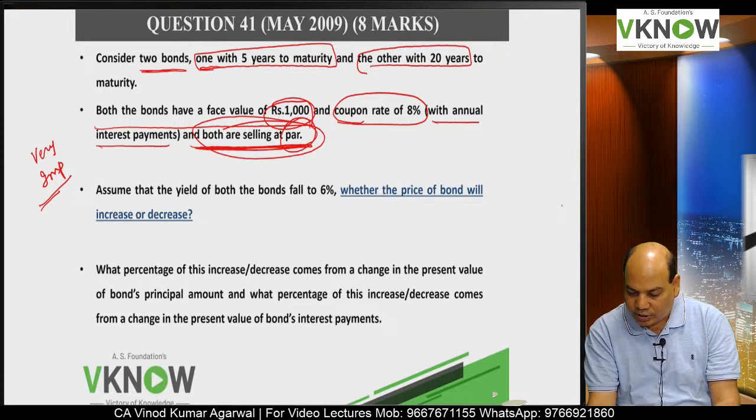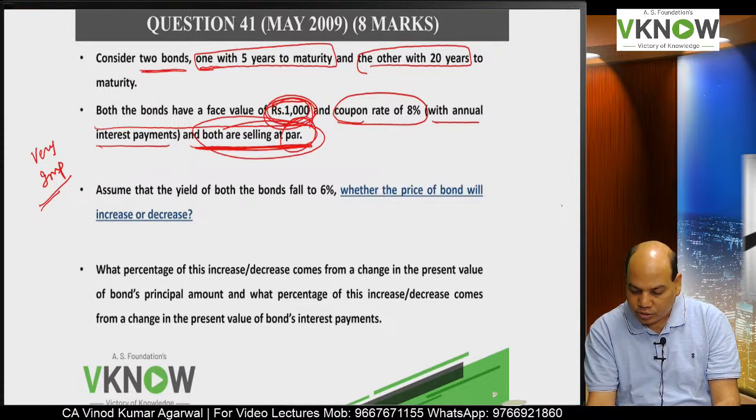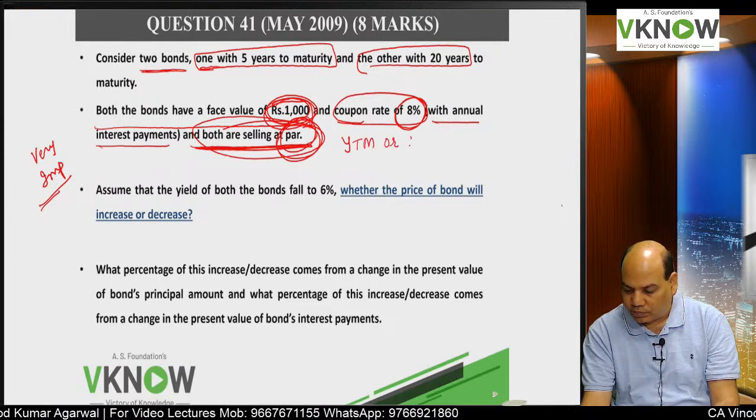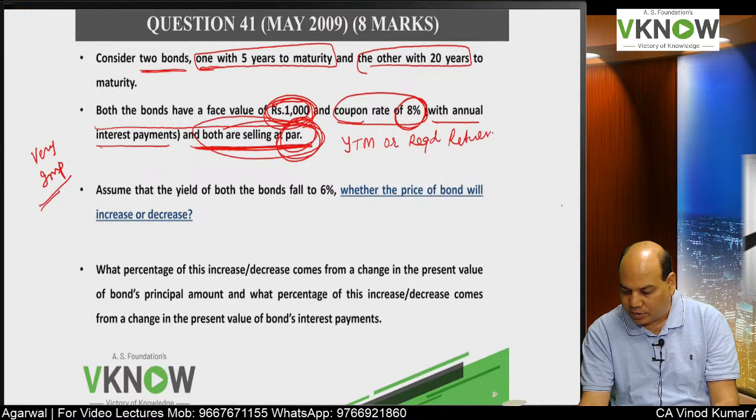Very important hint here: the face value is 1000 rupees, trading also at par. The coupon rate is 8%. So can you tell me what is the YTM or required return of this bond? I am asking you, everybody will reply.